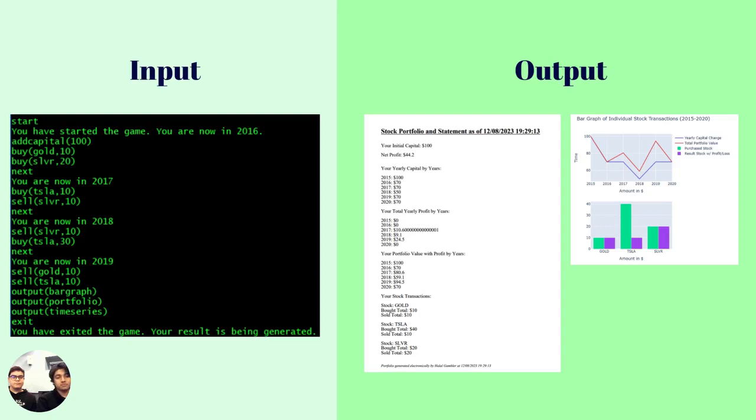Also, there are different commands for generating the type of output they want. They can decide to get a bar graph output, or a portfolio output. So this is what an output statement would look like, and on the right, we can see what a time series and a bar graph of the game output would look like. So let's directly get into how the program works. Let's do a quick demo.